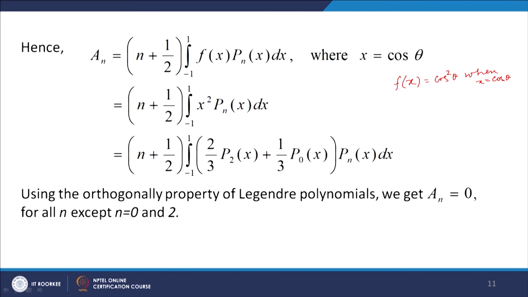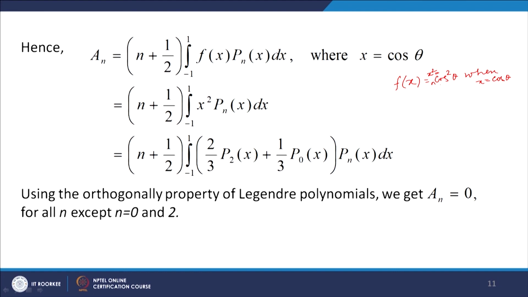What I mean is that on the boundary the temperature is cos square theta. So f(x) becomes x square, because when f(x) is x square, f(cos theta) becomes cos square theta. So f(x) equal to x square gives cos square theta when x is cos theta.